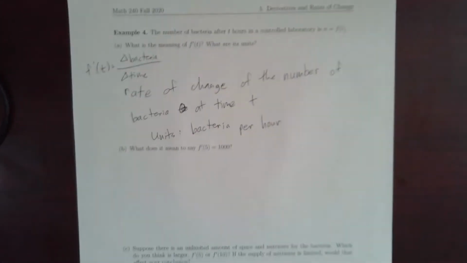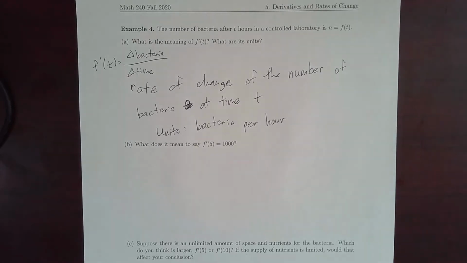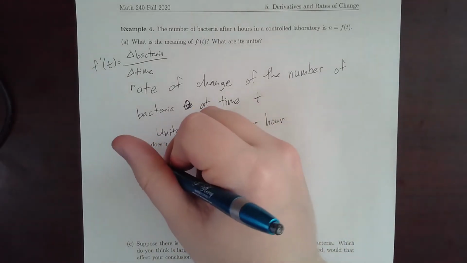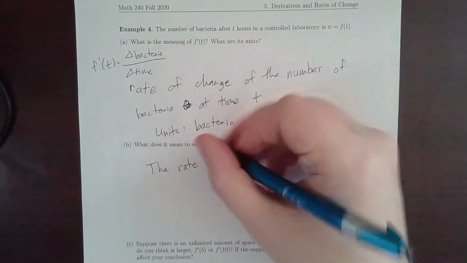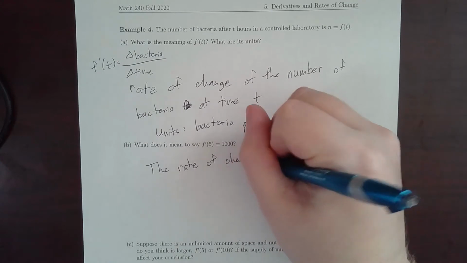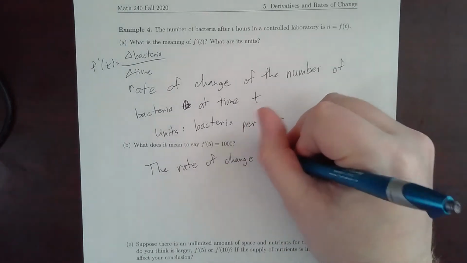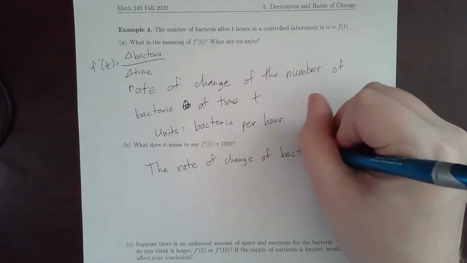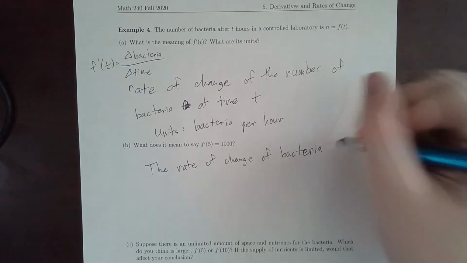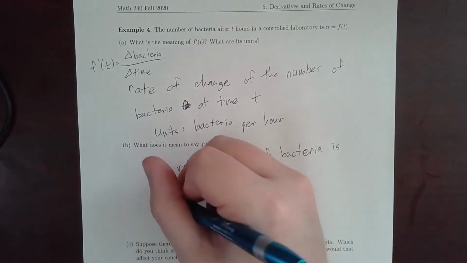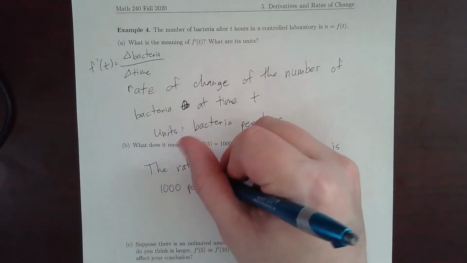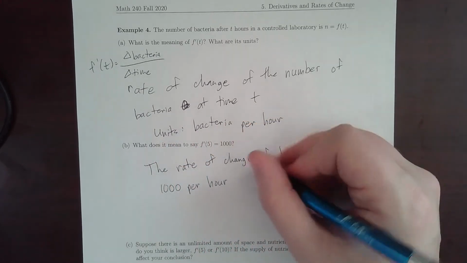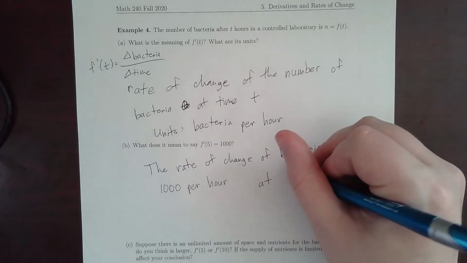So if we then said that f prime of 5 equals 1,000, then that means that the rate of change of bacteria is 1,000 bacteria per hour at 5 hours.